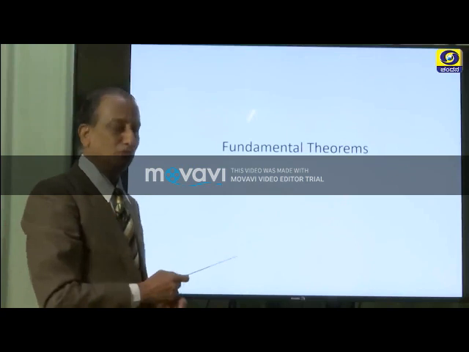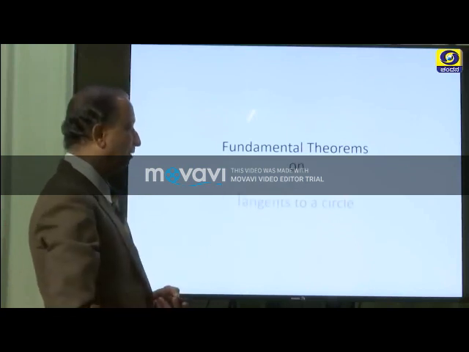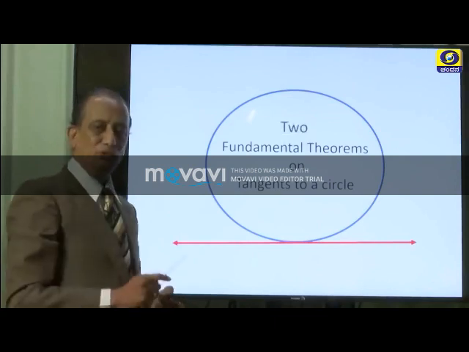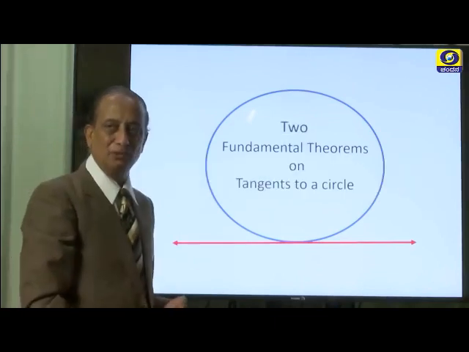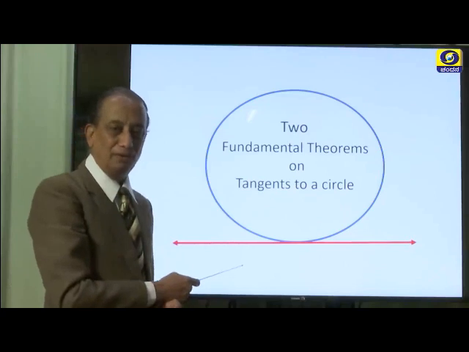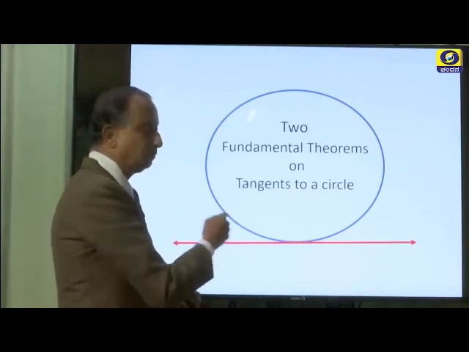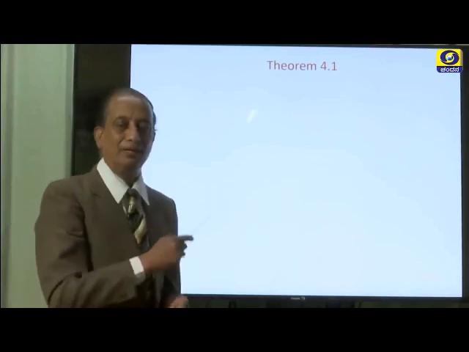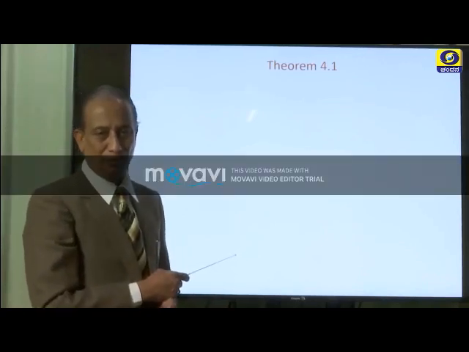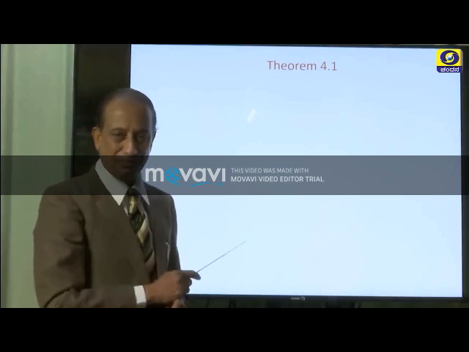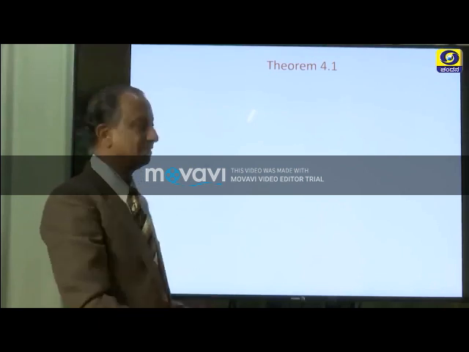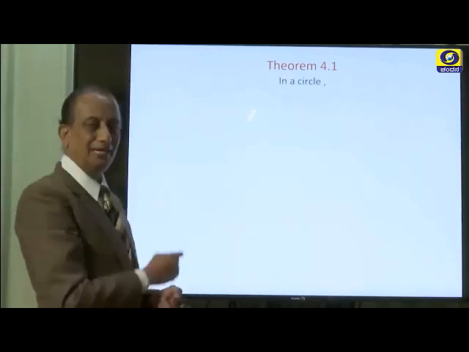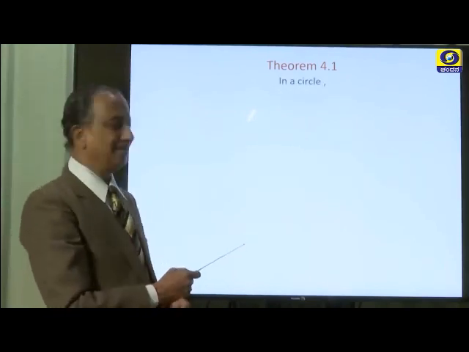Now comes the 2 fundamental theorems on the tangents to a circle. There are only 2 theorems given in our textbook. Let us briefly revise these 2 theorems now. Let us take the first theorem. In our textbook it is called 4.1. This is not universal. So far as our textbook is concerned, this comes under 4.1. Okay, the statement, general enunciation.